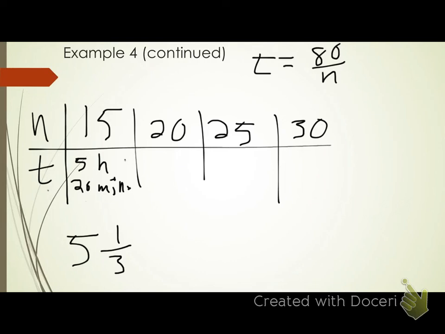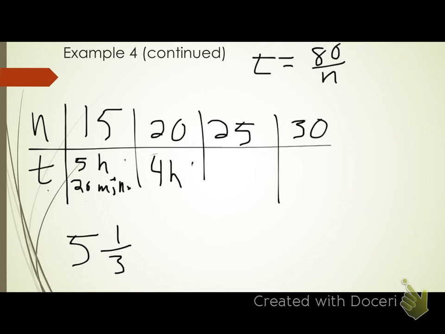Second one, I'm doing 80 over 20. What's 80 divided by 20? 4. That one's easy. It's just 4 hours. Everyone okay with that one?